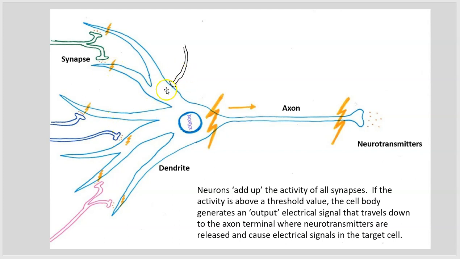Notice this synapse here is not currently active. So an electrical signal did not arrive at the terminal. No chemicals are being released. Now what neurons do is they add up the activity of all the synapses, and if the activity is above a threshold value, then the cell body is going to generate an output electrical signal that will race down the axon to the terminal and cause the release of neurotransmitters to affect the next brain cell in the chain here.